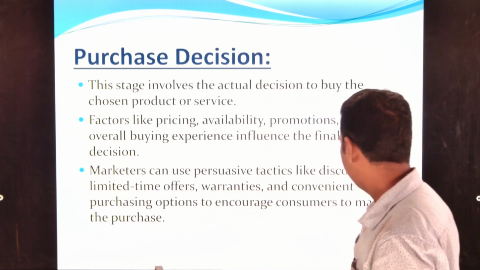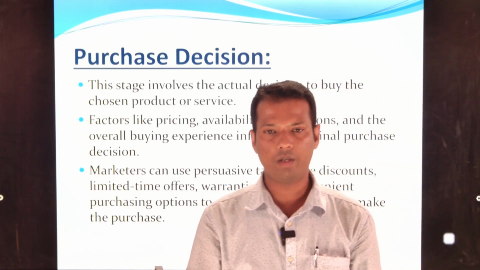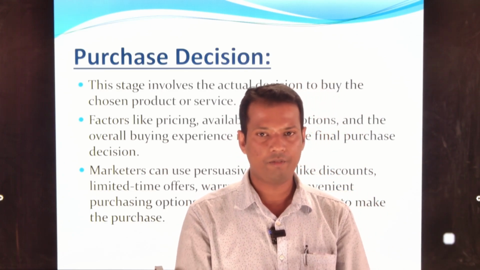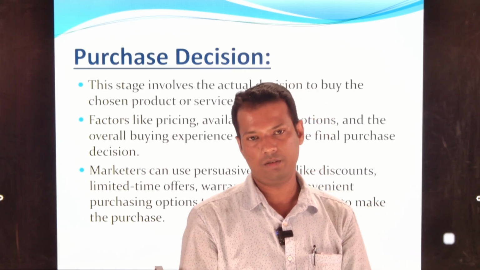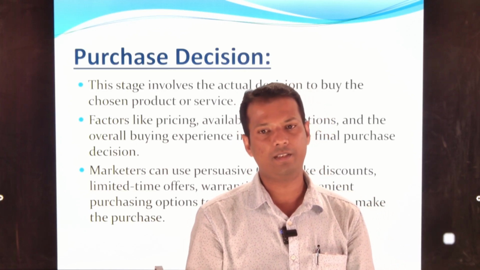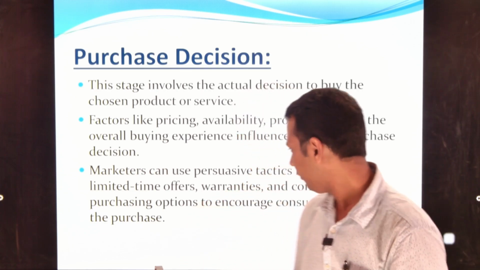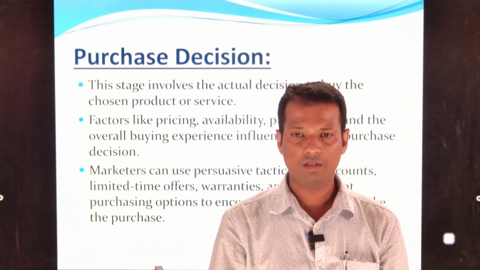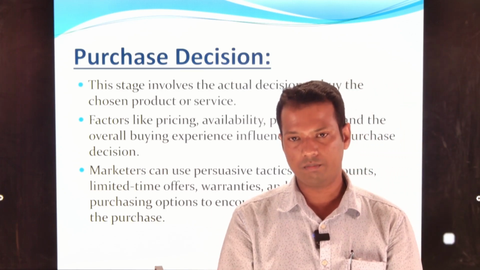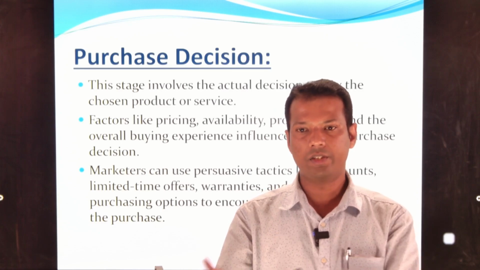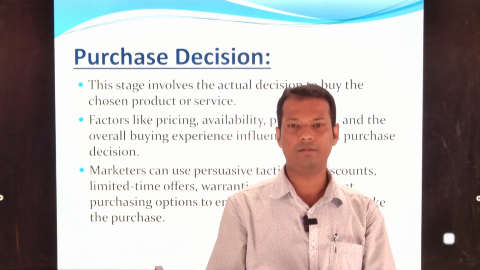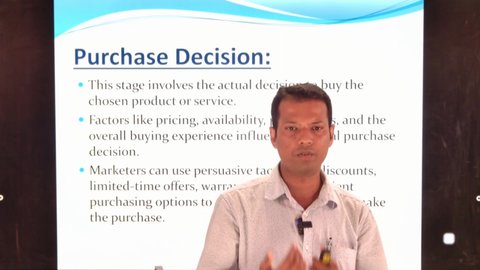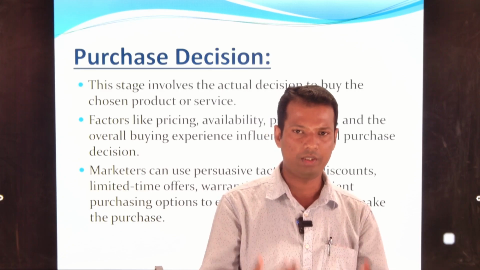Next is warranties. We are giving you 2 years of warranty. We are giving you a lifelong warranty. We are giving you 10 years of warranty. If you take our product or service, this is also one of the persuasive tactics. Next is convenient purchasing options. What is a convenient purchasing option? Zero interest loan. Buy now, pay later. You're going to buy now, and you're going to pay later. Many kinds of options are given to you to purchase that product or service.